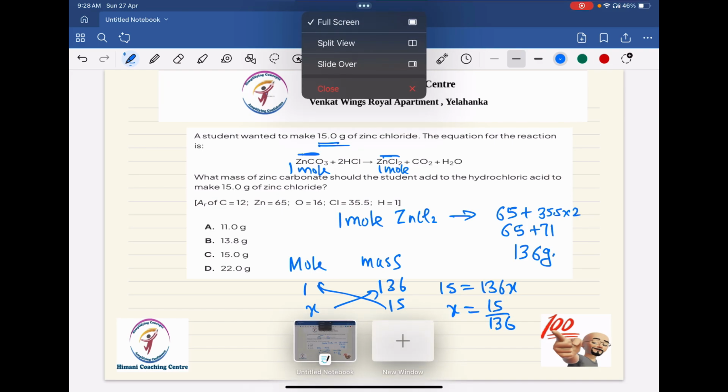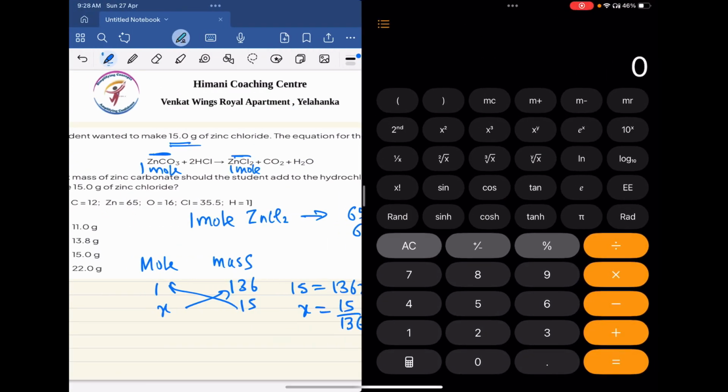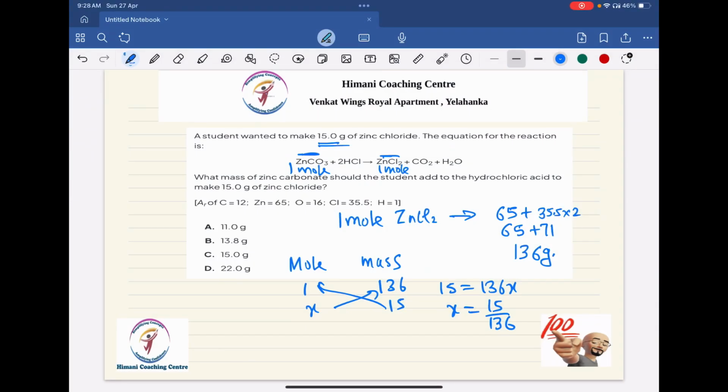So let us quickly check this. We have to do 15 divided by 136. Give me a second. I have not done it correctly, so let me write it again. 15 divided by 136. We get some 0.11 moles. So let us write that down. So X equals 0.11 mole.